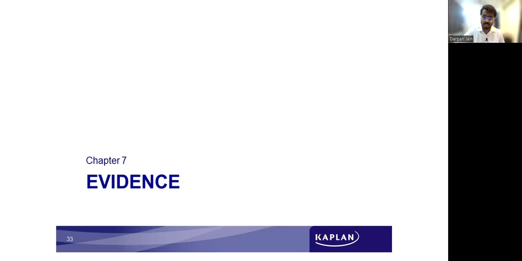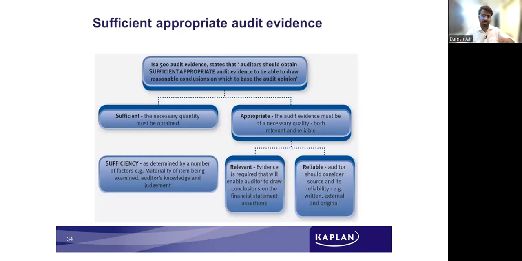So let's see these things. Come to this slide. ISA 500 on audit evidence states that auditors should obtain sufficient and appropriate audit evidence to be able to draw reasonable conclusions on which to base the audit opinion. In order to draw reasonable conclusions, you need sufficient and appropriate audit evidence, and your audit opinion is going to be based upon this. What do you mean by sufficient? The necessary quantity must be obtained.